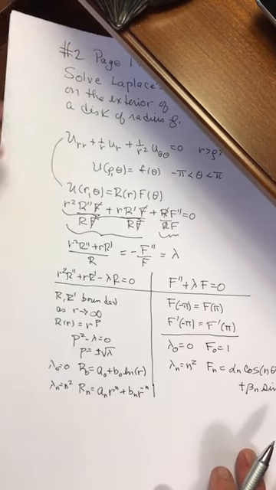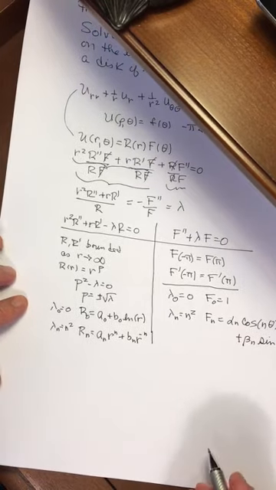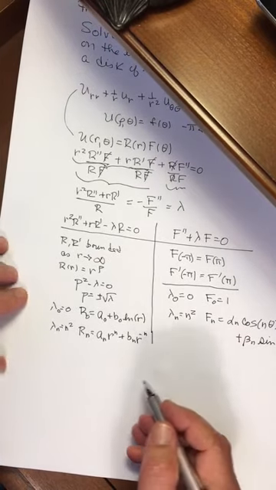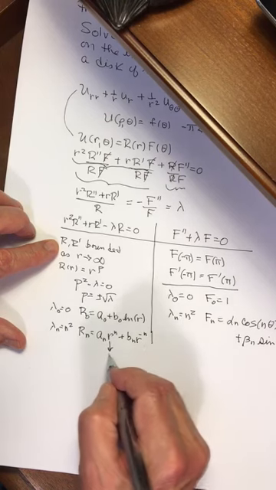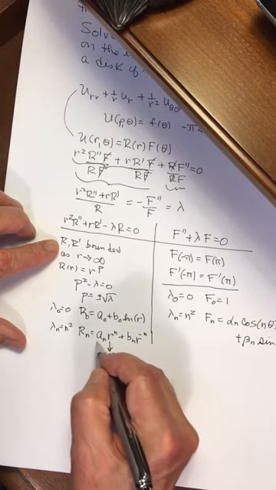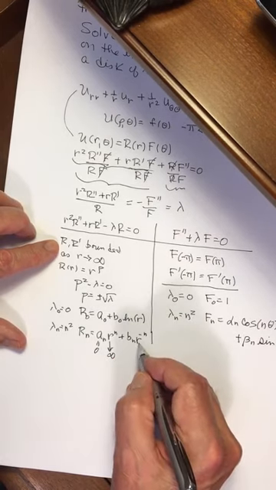So there are the two solutions depending on what lambda is. Let's apply our boundedness conditions now. We know that as r goes to infinity, this piece goes to infinity, and hence we're going to have to choose the a's here to be 0. This piece goes to 0 as r goes to infinity, so we're okay.